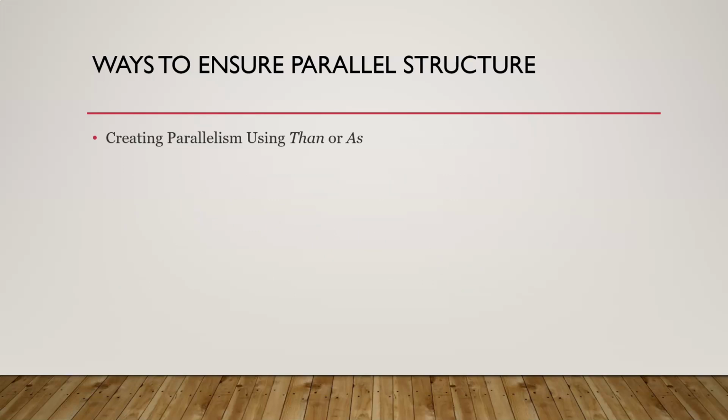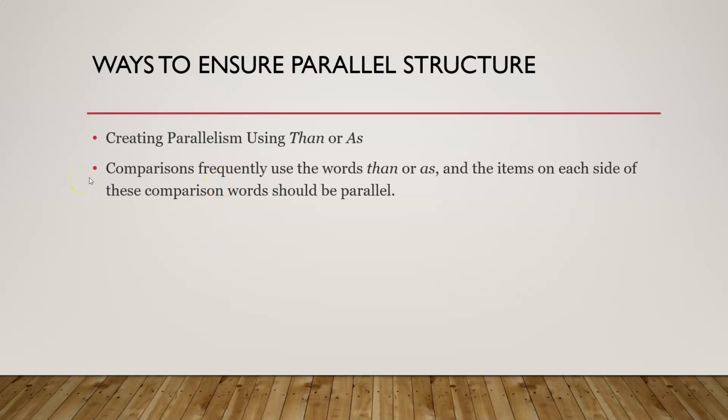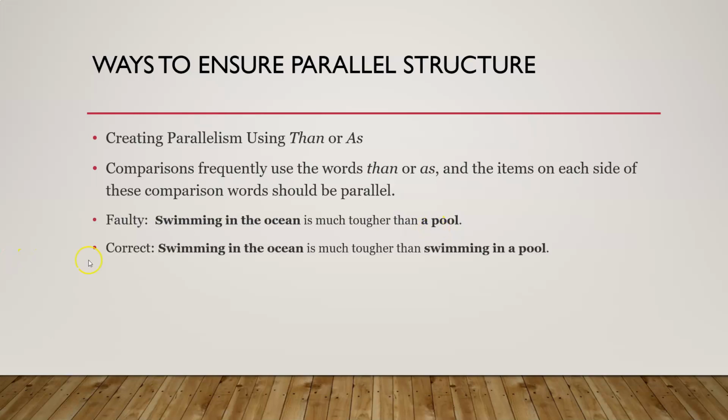So another way to create parallel structure is when using than or as. So comparisons frequently use these words, than or as, and the items on each side of these comparisons should be parallel as well. Here's an example of a sentence with faulty parallel structure. Swimming in the ocean is much tougher than a pool. See how over here we have swimming in the ocean, but here we just have a pool? It's not parallel structure. Here's a correct version. Swimming in the ocean is much tougher than swimming in the pool. So these phrases are the same, and since they are the same, we now have good parallel structure.